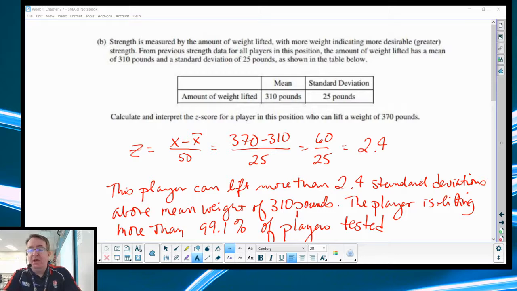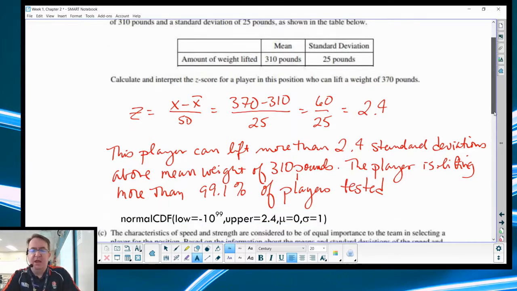I went on to say, even though this isn't necessarily required, and I try to go through these before I review the answer keys, that this was more than 99.1% of all players tested on this. And then I left it down here, the calculation to get that. I did normal CDF, lower bound negative 10 to the 99th power, upper value is 2.4, mu is 0, and sigma is 1. So now the big part, they're going to ask you to compare 2 different players. Let me get there, here we go.